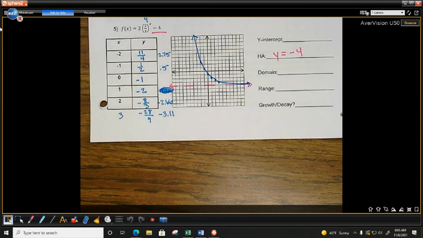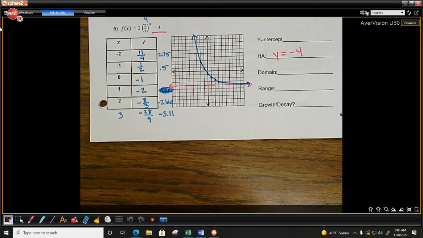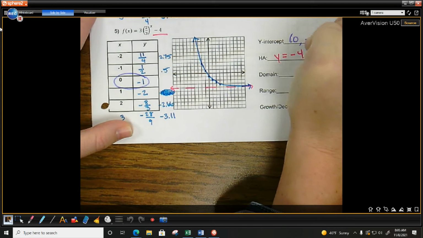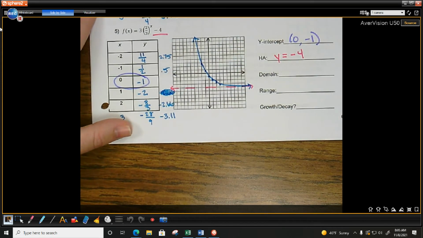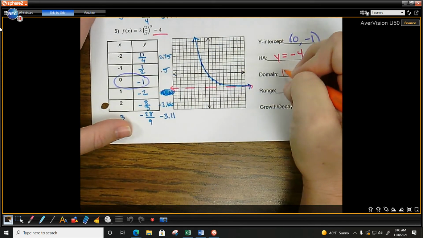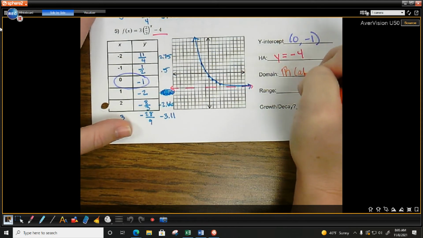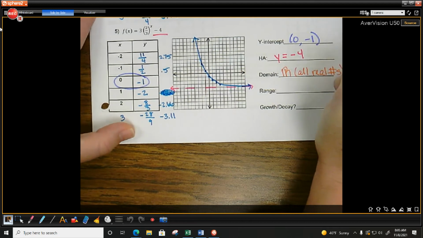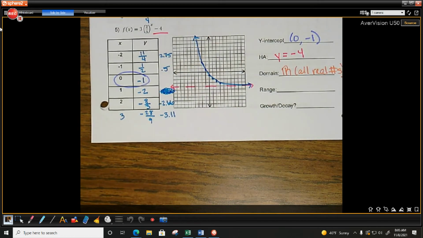Okay, what is my y-intercept? 0, -1. What's my domain? All real numbers. Are we noticing my domain for all of these is all real numbers? So until you get to real world problems where these x and y values mean something, if I just give you an equation that's exponential, your domain is always all real numbers. Okay, so until we get to real world problems, my exponential domains will always be all real numbers.